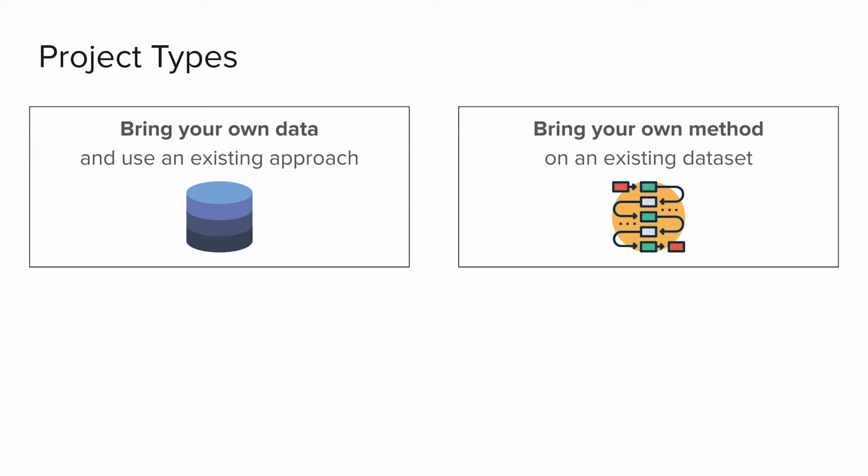The second type of project is bring your own method, but train on an existing data set. There are, I would say, almost equally many data sets already available as there are approaches that work on these data sets. The goal hereby would be then to kind of flip the game around. So you will be choosing any of the existing data sets. So this part will be solved, but then you would have to bring your own method.